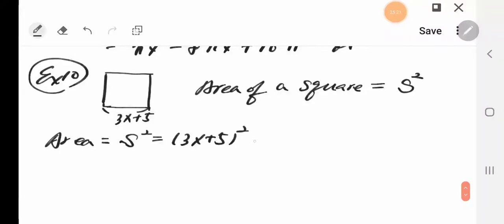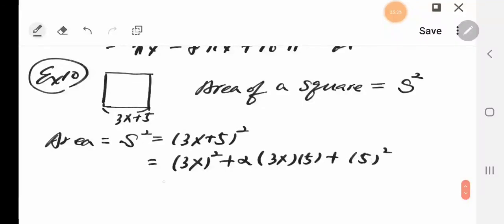And then simplify this. So this is equal to a squared: 3x squared, plus 2ab, 2 times the first term and the last term, plus the last term squared. Then simplify. So 3x squared is 9x squared, plus 2 times 3 is 6, 6 times 5 is 30x, plus 5 squared is 25. The units are square feet.